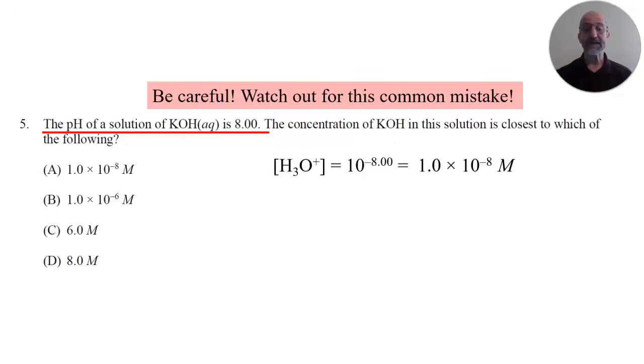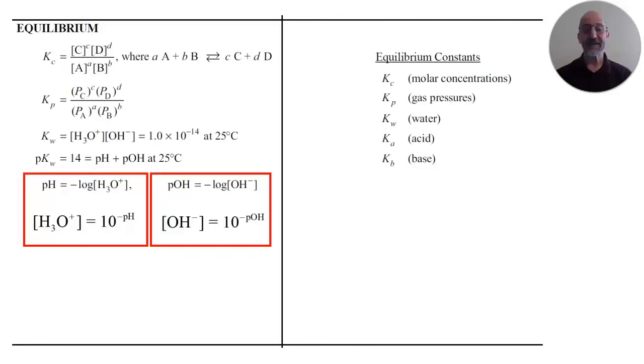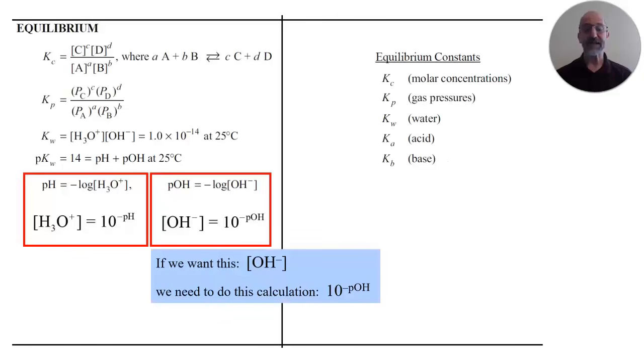What we really want is the concentration of the potassium hydroxide or the hydroxide ion, but we were given the pH of the solution. So if we do the calculation of 10 to the minus pH, then what we get is the concentration of the hydronium ion. So that is not what we want. In fact, what we want is the concentration of the hydroxide ion. So we need to do 10 to the minus pOH instead of 10 to the minus pH.